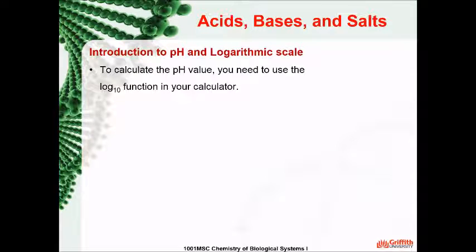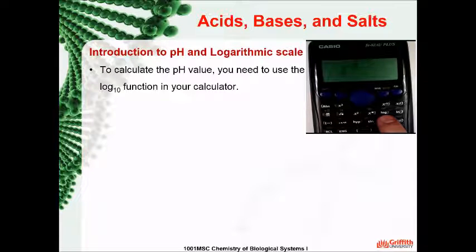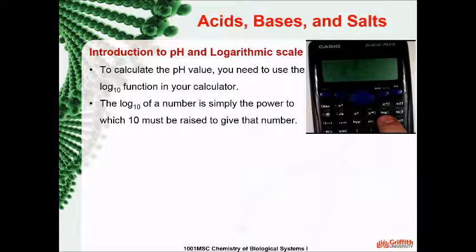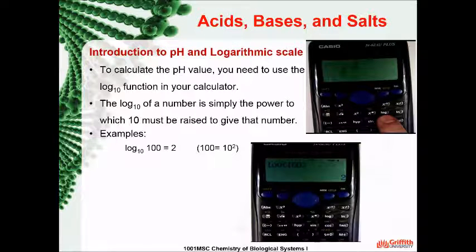To calculate the pH value, you need to use the log function in your calculator. Every scientific calculator should have a log button that looks similar to this one. The log to the base 10 of a number is simply the power to which 10 must be raised to give that number. For example, log of 100 is equal to 2. On your calculator, you should get something like this picture.